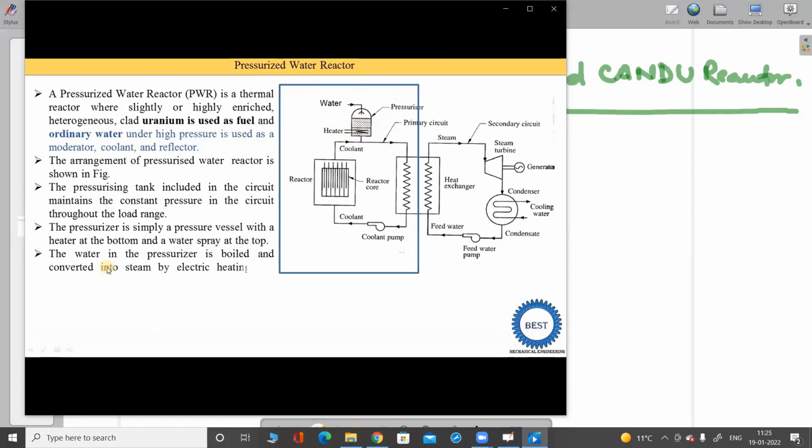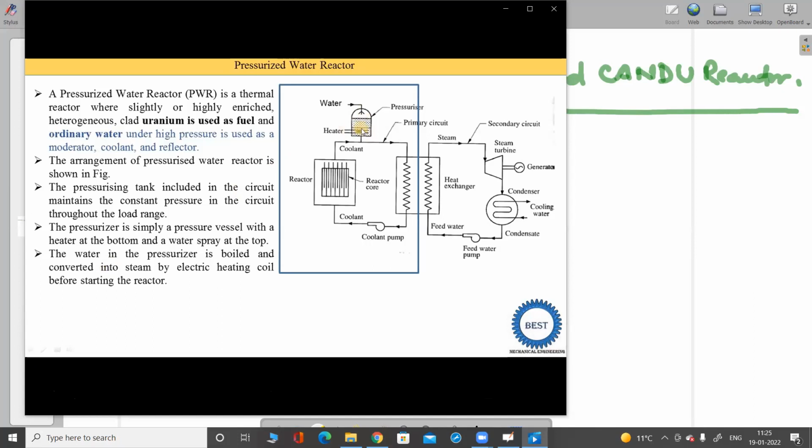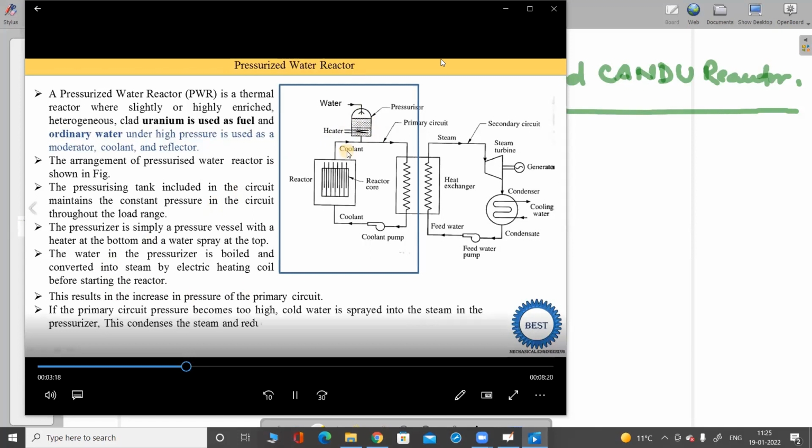So this is the construction of this pressurizer or pressurizing tank. The water in the pressurizer is boiled and converted into steam by electric heating coils before starting the reactors. Means before starting the reactors, we need to start this heater, and this heater boils the water, and this boiled water creates a certain pressure in the primary circuit. So this results in an increase in the pressure. Means when we start this pressurizer, it increases the pressure in the primary circuit. If the primary circuit pressure becomes too high, sometimes the pressure is increased too high, then we need to reduce the pressure.